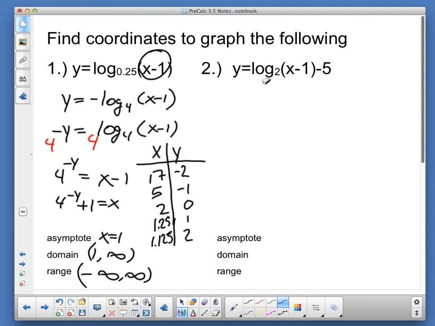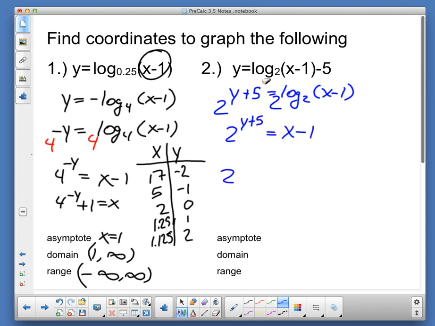So again, one thing at a time. y plus 5 is equal to log base 2 of x minus 1. Are you okay with that first thing? Get everything whittled away. Now we're going to put them in the position of being exponents to base 2, because our logarithm is base 2. So now this is 2 to the y plus 5 power equals x minus 1, so x is 2 to the y plus 5 power plus 1.